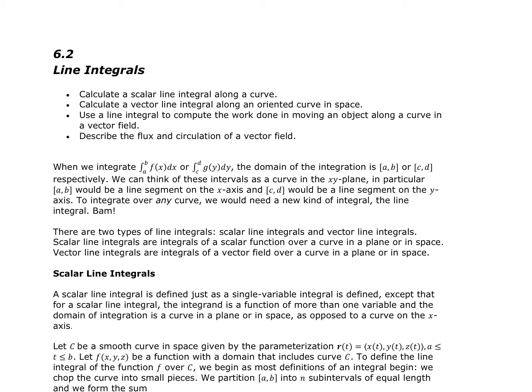And like I said, we're going to have two different types of line integrals. One is going to be the scalar, which is where we're going to start out first, and then we're going to do the vector line integrals. The scalar line integrals are integrals of a scalar function over a curve in a plane or space, and vector line integrals are integrals of a vector field over a curve or a line in space.